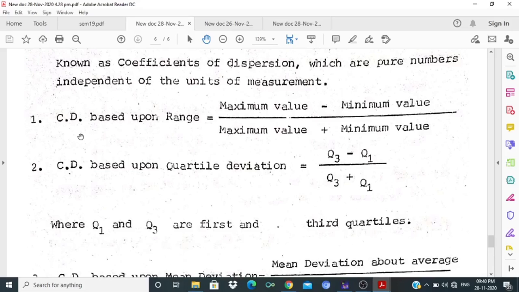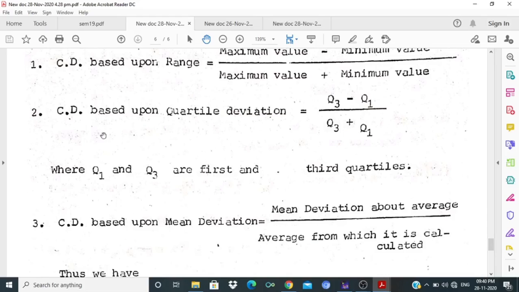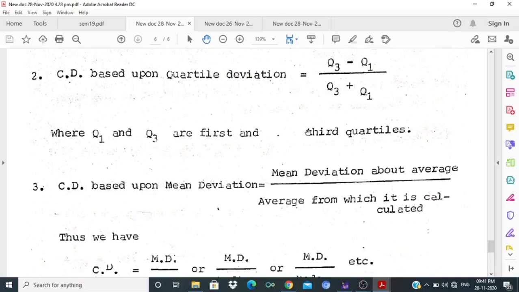Here, the coefficient of dispersion based on range is maximum value minus minimum value, divided by maximum value plus minimum value, whereas the formula for range is maximum value minus minimum value. Similarly, the coefficient of dispersion based on quartile deviation is Q3 minus Q1 by Q3 plus Q1, whereas the formula for quartile deviation is Q3 minus Q1 by 2. Here Q1 is the first quartile and Q3 is the third quartile.